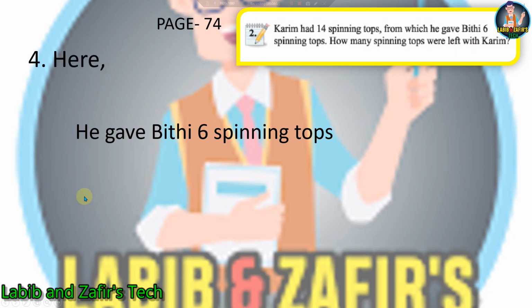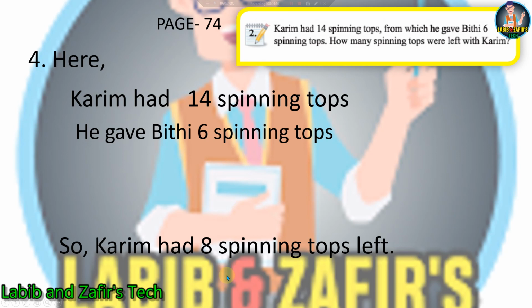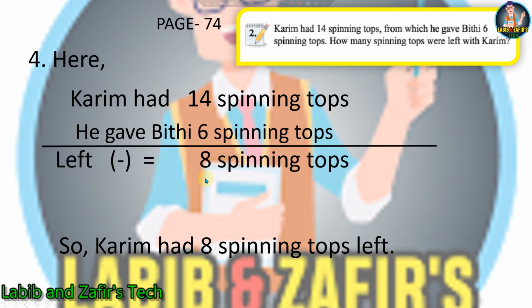So here, number 4, Korim had 14 spinning tops and he gave Bithi 6 spinning tops. So Korim had 8 spinning tops left, because if we do the calculation, 14 minus 6 is equal to 8 spinning tops. So that's why Korim had 8 spinning tops left. So students, this is our today's fourth word problem. Now let's go to our fifth word problem.